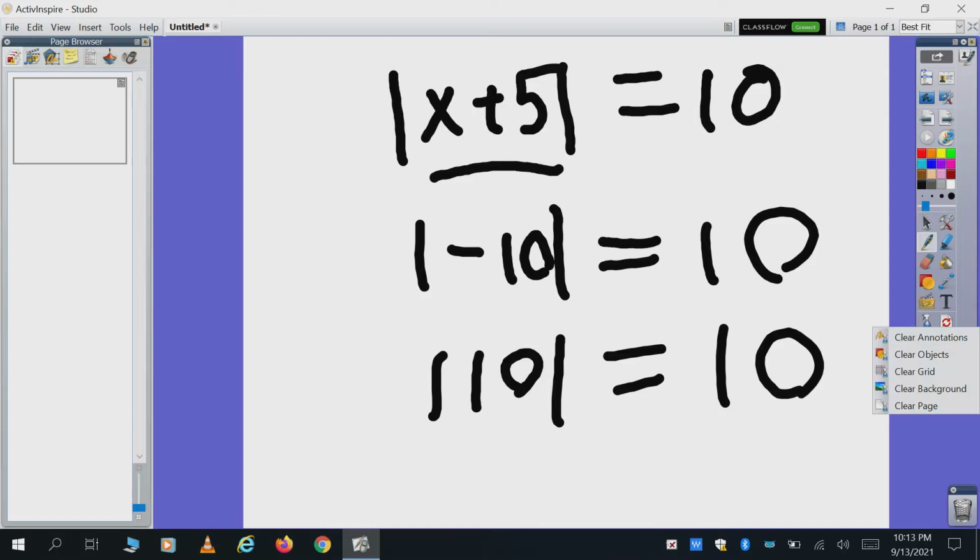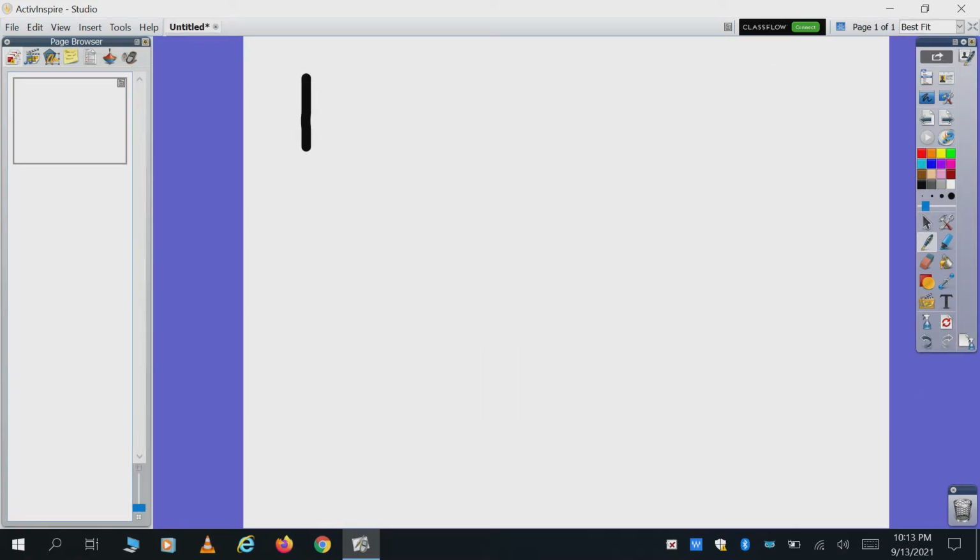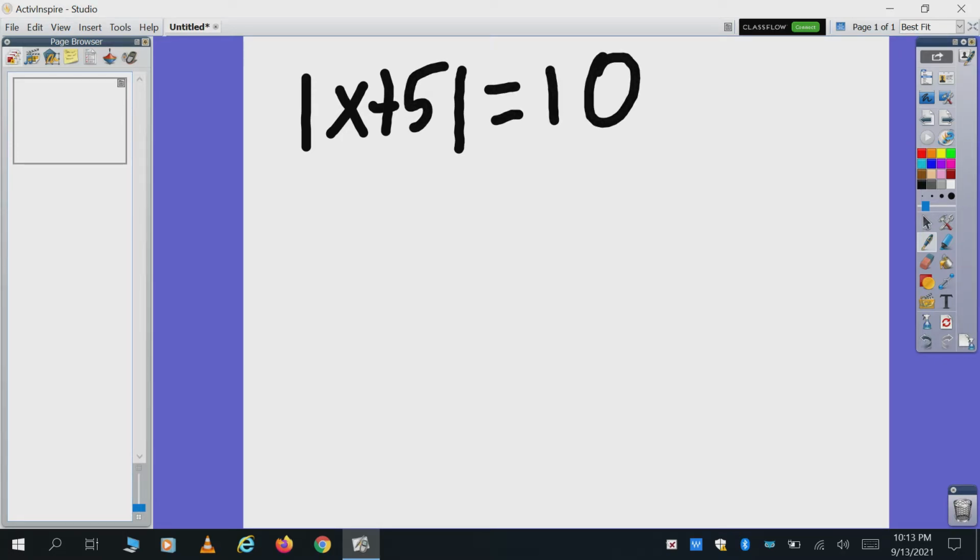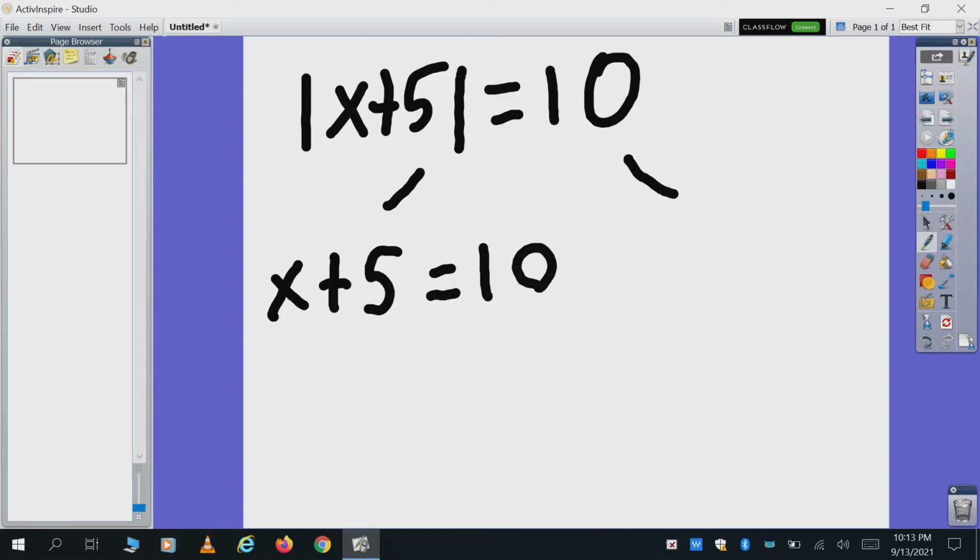Now, that's going to be important because in order to solve this equation, you're going to have to do just that. First, you're going to have to write two different equations. Whenever you're working this type of problem, you're always going to have two different equations. The first one is going to be exactly like you see it on top: x plus 5 is equal to 10. Your second one is going to be a little different. It's going to be x plus 5, but instead of a positive 10, we're going to put a negative 10 on there. That's all you're going to do. At this point, the next step is very easy. All you have to do is solve for x.